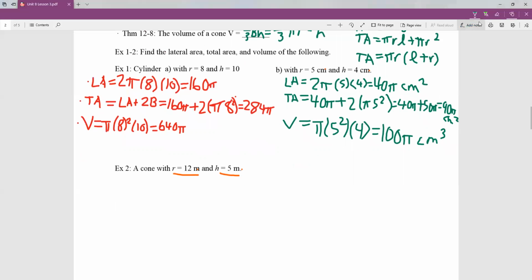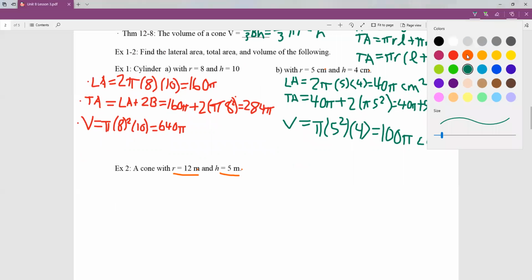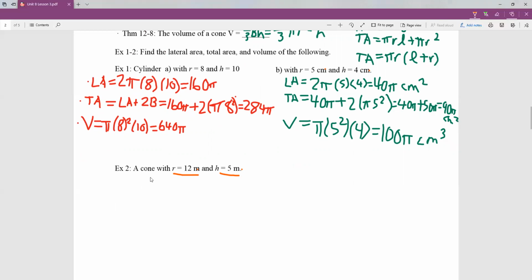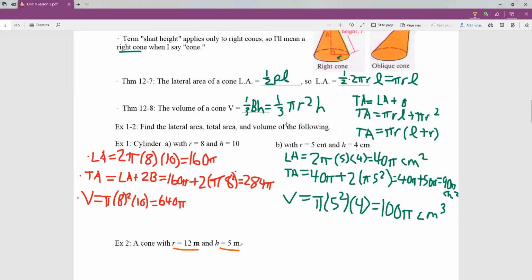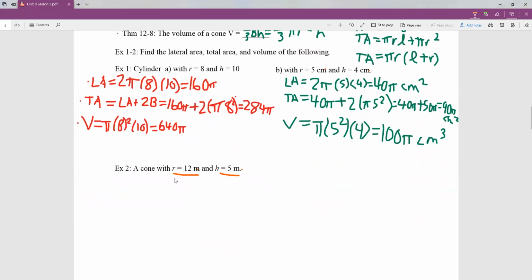All right, anyways. Next, we have this cone. So a cone with a radius of 12 meters and a height of 5 meters. So now we have to look at the cone formulas. So lateral area of a cone is pi r L. So lateral area of this cone is going to be pi r, which is 12, and L.